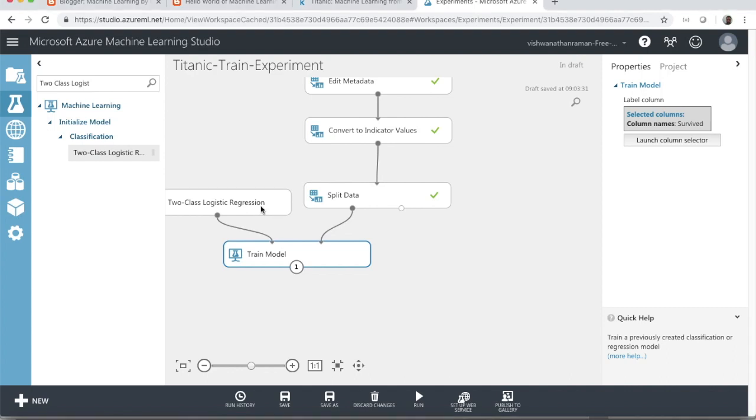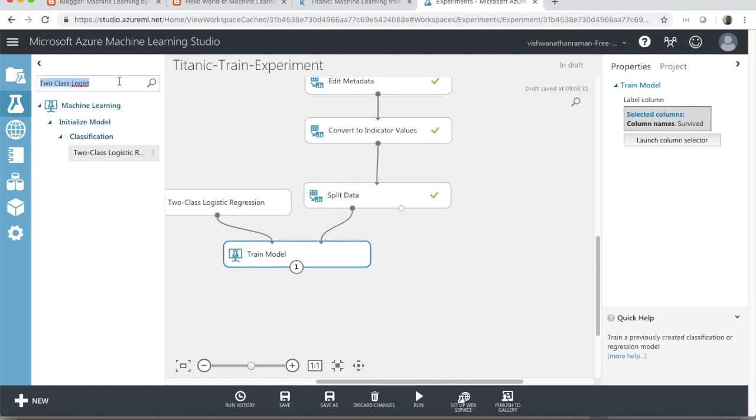In a sense, algorithm plus data is equal to the trained model. So the trained model is a component which accepts two inputs, which is the algorithm that you're going to apply on the data to find a pattern, a mathematical equation that can essentially solve the problem of survivors.